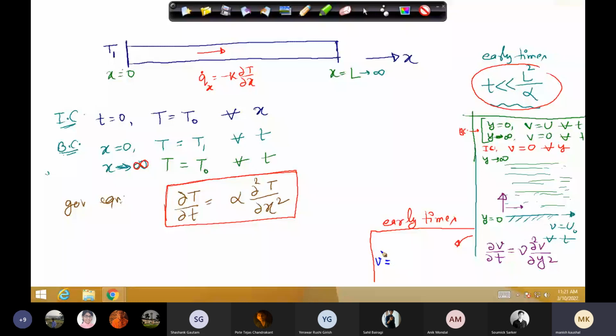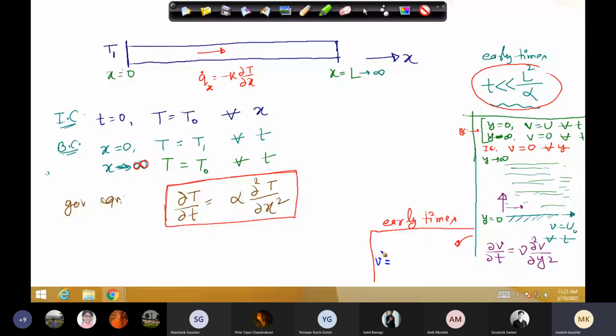So what does early times mean? What is the consequence of early time? What is happening at early times? Say it in words. The momentum transfer hasn't happened yet. Very good. Wonderful. And what is the initial condition? The initial condition is v equal to 0 for all y. Right. So fluid at rest.